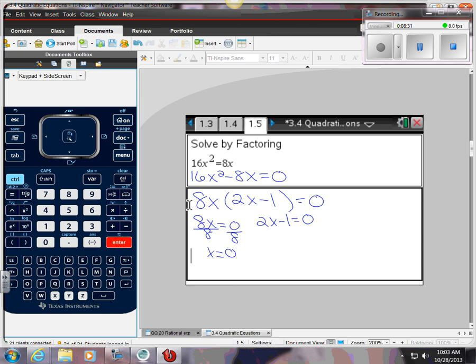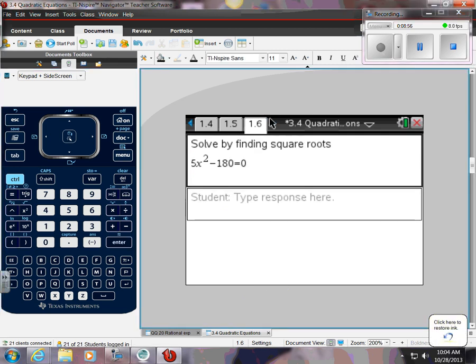Other side, add 1. Divide by 2. 1/2. Good? Problems, questions, concerns? Great. Ready to try another one? All right, let's try another one. Why don't you go ahead and give it a shot, and we'll talk in a minute.